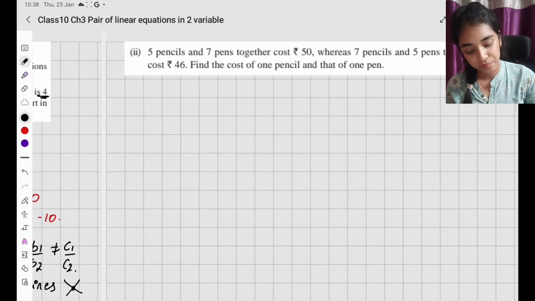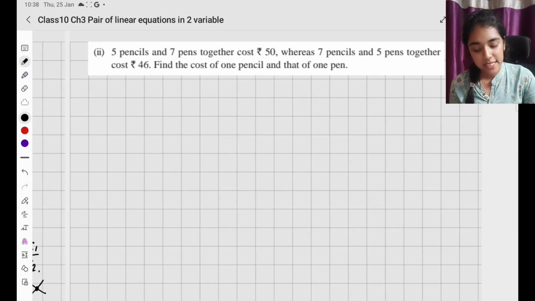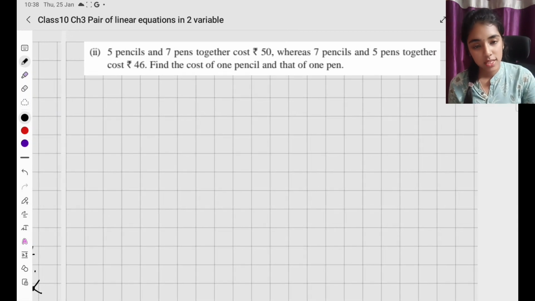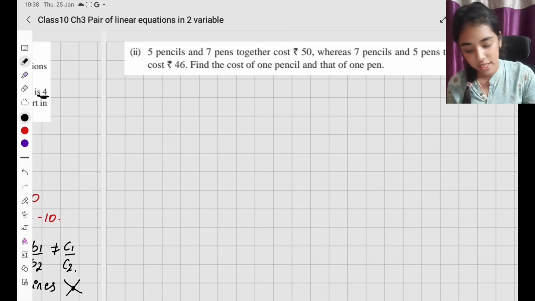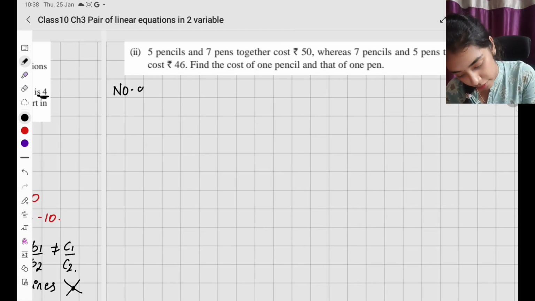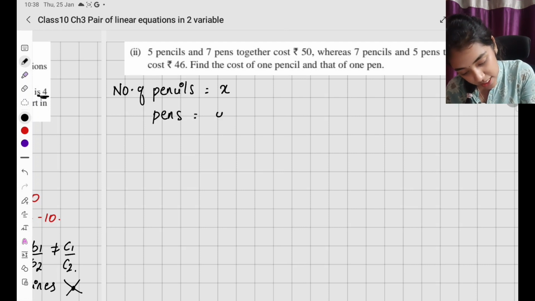Now question number 2. You have 5 pencils and 7 pens together cost rupees 50. Okay. Now what are we going to do? We have number of pencils. First, take note of what to take as x and what to take as y. Number of pencils is x and number of pens equals y.